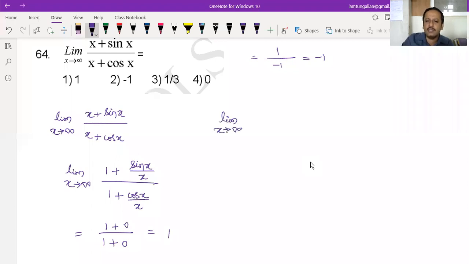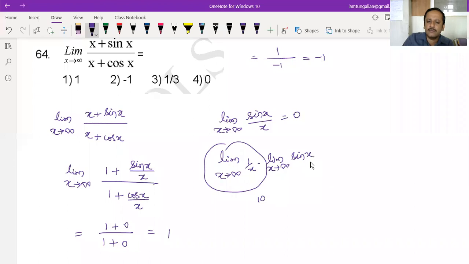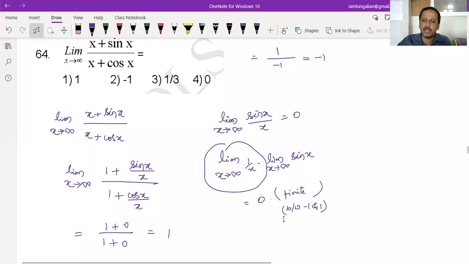Limit x tends to infinity, sin x by x will be equal to 0. Why is it 0? Because I can split this as limit x tends to infinity 1 by x into limit x tends to infinity sin x. Limit x tends to infinity 1 by x will become 0, and limit x tends to infinity sin x will be a finite number between minus 1 and 1. So 0 into that finite quantity, that product will become 0. And similarly, limit x tends to infinity cos x by x is also equal to 0. So on simplification, we get the answer as 1.